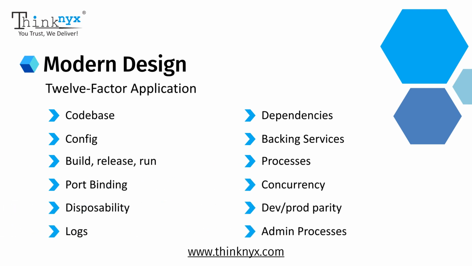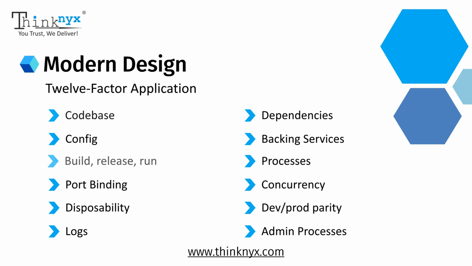For example, the code base factor says use one central place to store and manage your application's code. This code should be tracked and versioned using a tool like Git. Multiple instances of your application can use this same code base, ensuring that they all have the same source code, which is vital for consistency and reliability.